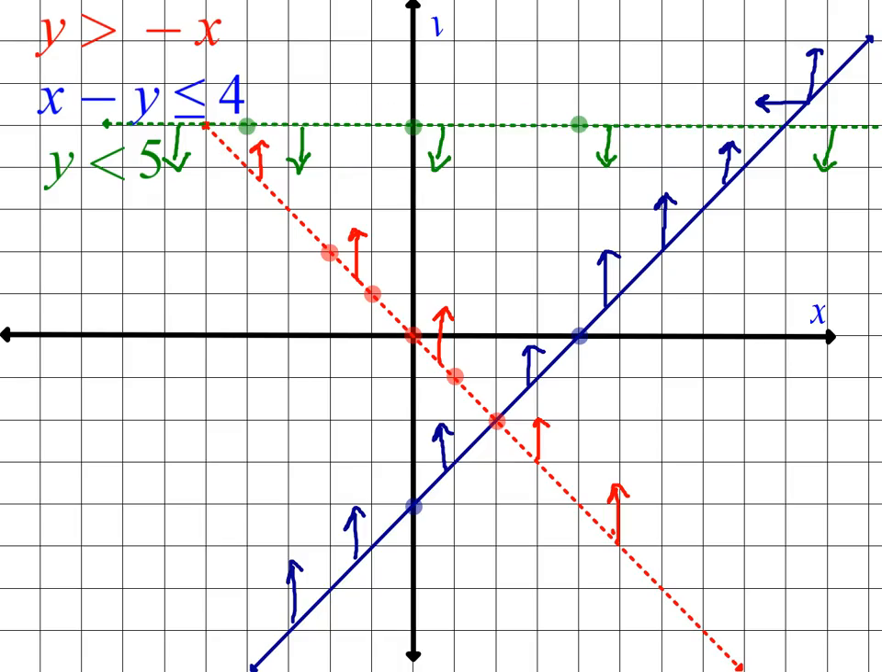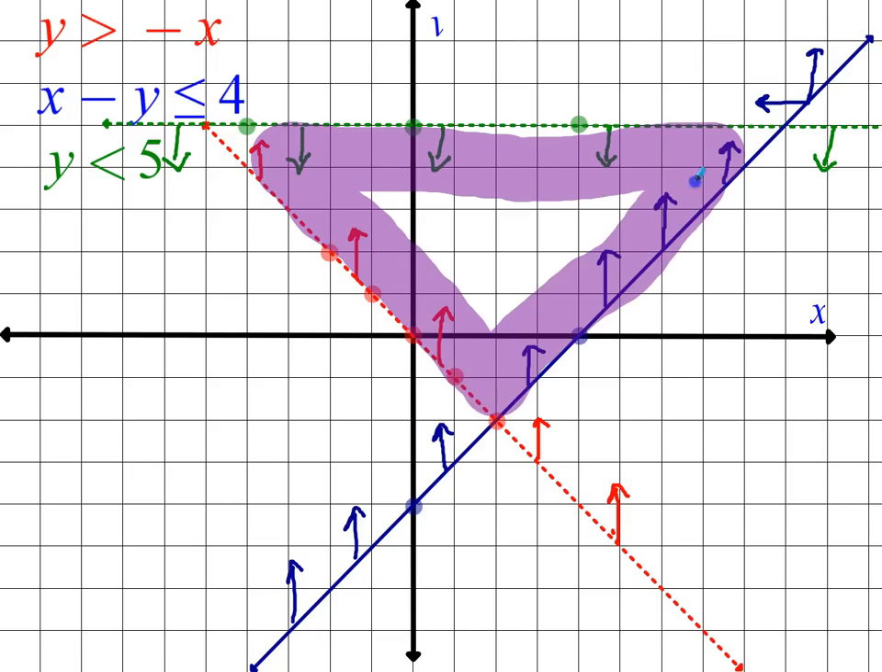Whoops, that looks terrible. Let's try that again. Let's do this. Nope, don't want green. Purple. There we go. So shade in everything inside of here.